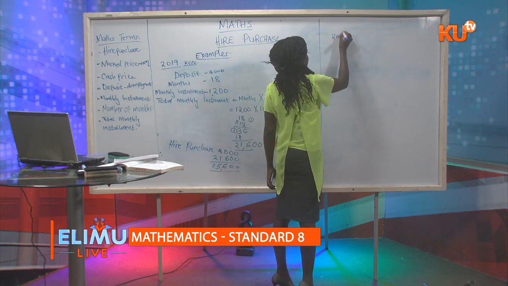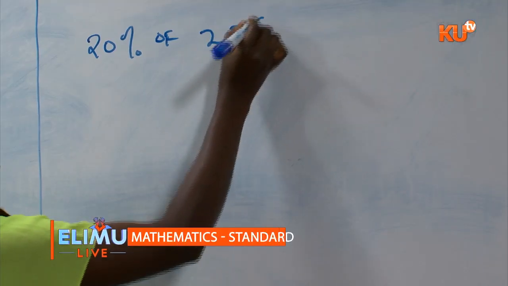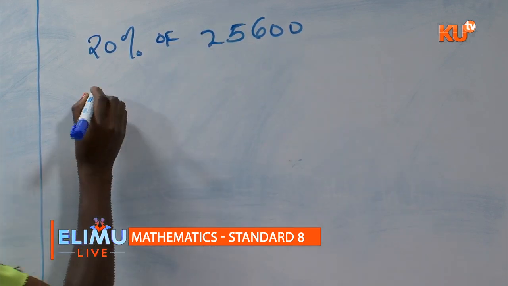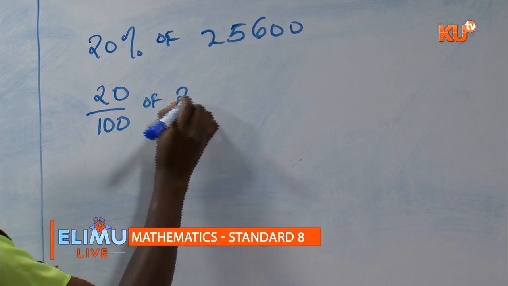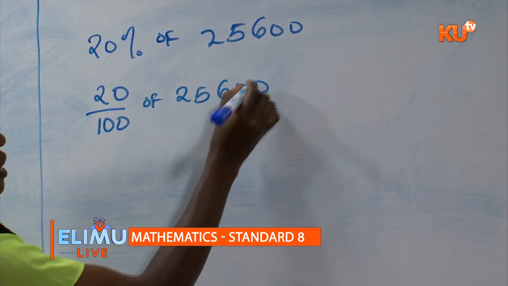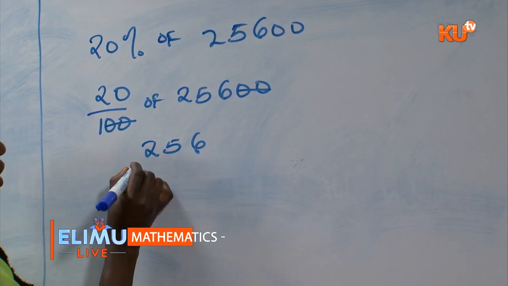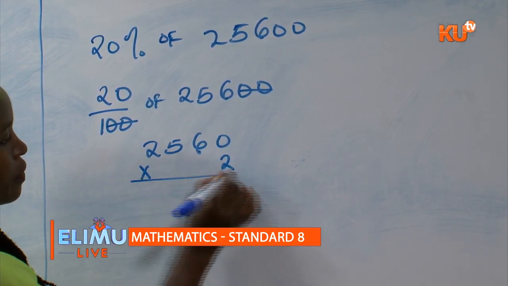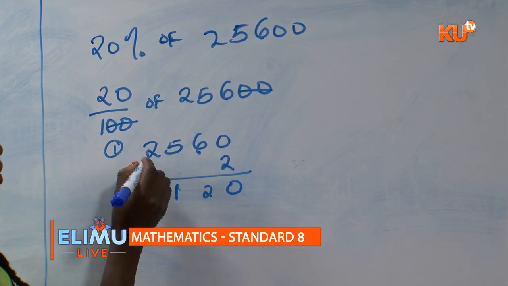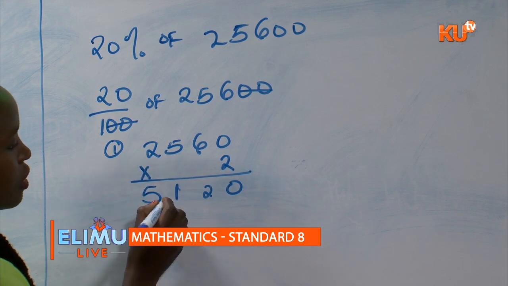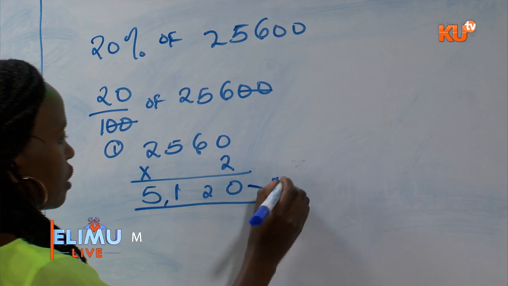And then now she was given a 20% discount from the hire purchase. So we get the 20% of 25,600. 20 out of 100 of 25,600. So 256 times 20: 12, carry 1, 10, 11, carry 1, 5. So 5,120 was the discount given.